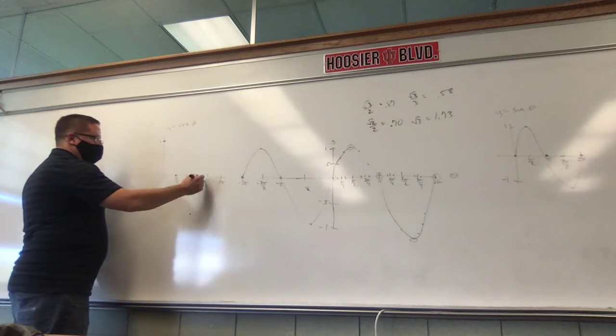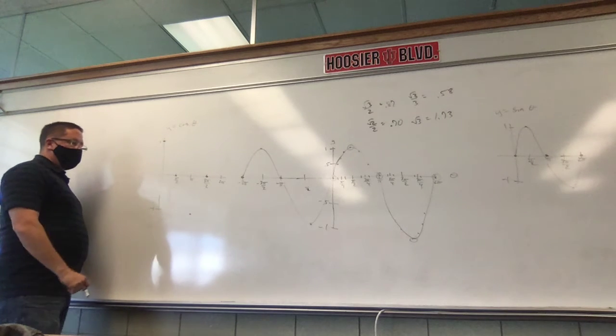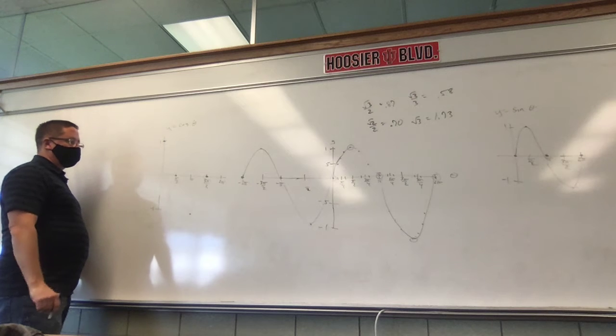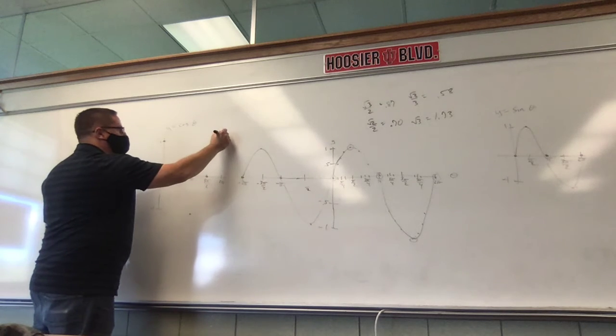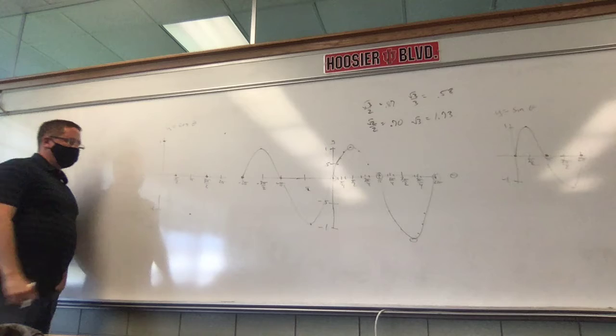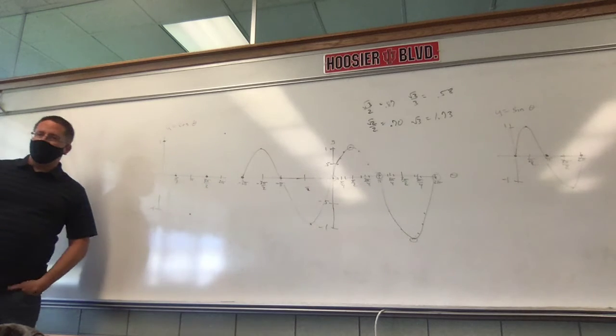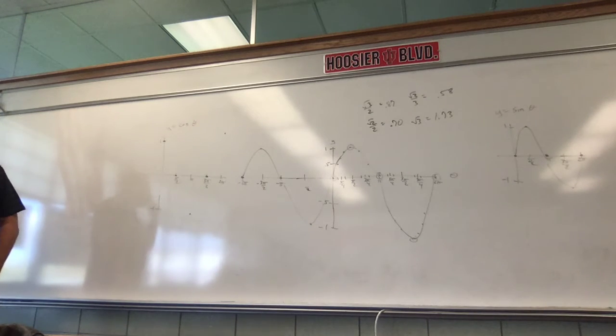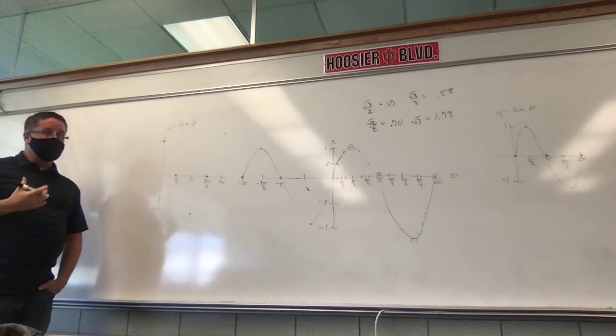Probably 0. Not probably 0, definitely 0. And how about the cosine of 2 pi? One. 1. Now, before you connect them, you might go, oh, that's a V. No, it's not. If we were to fill in more points, you would see it's still curvature to it.